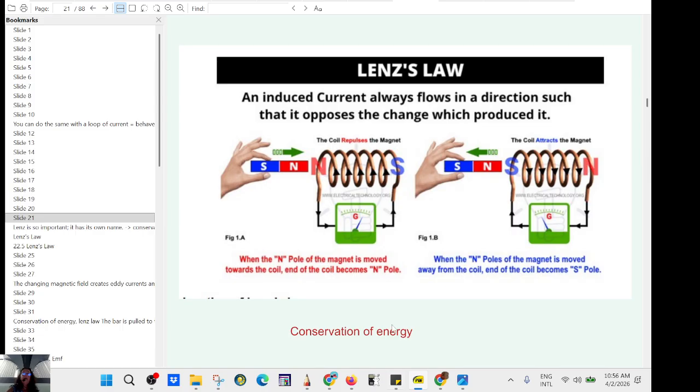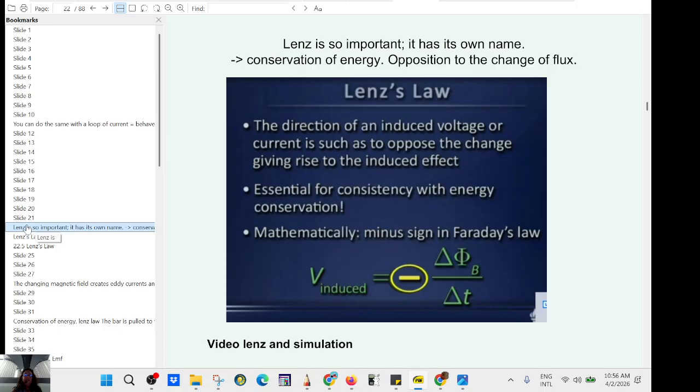So Lenz law, again, it's going to flow in this direction. You want to move away? No, you don't. Now I like you. Okay, I don't like you. Now I like you. Okay, so this one is north, north, and north repel. And then you want to move away. No, you don't. Right? Same story. That's why you have a negative sign.